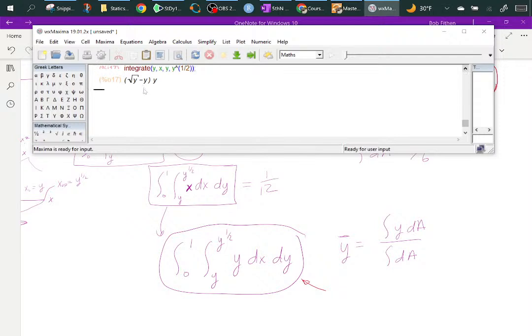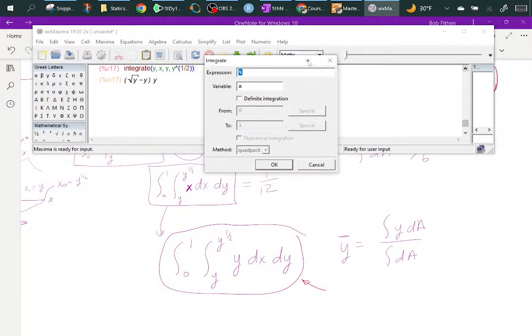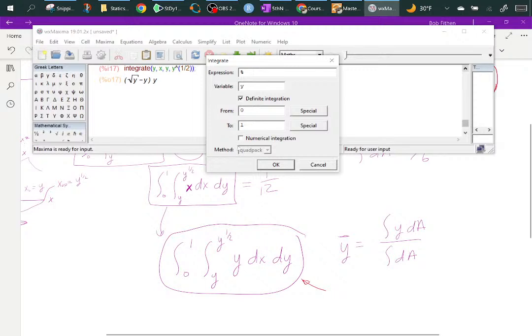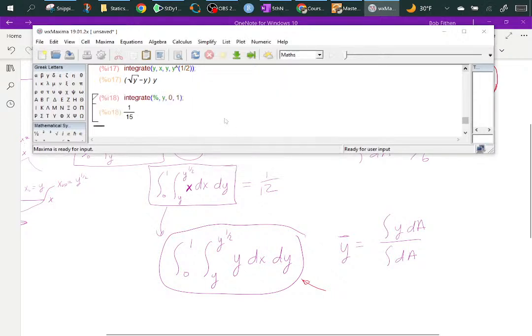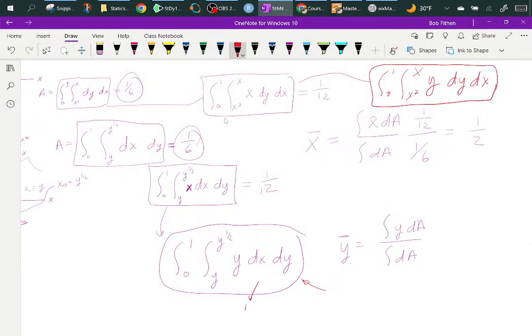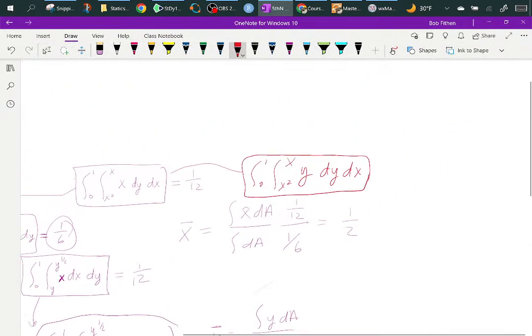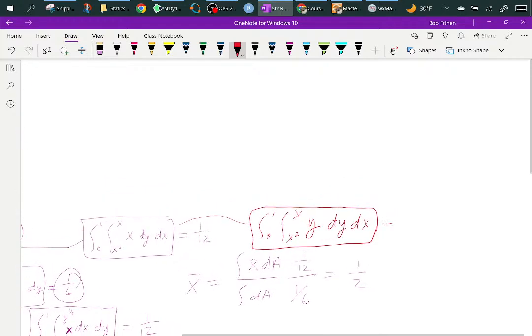So this is an integration of this term right here. Now I'm going to do my second integration. Again, now my integration variable is y. I'm integrating the percent, which is the previous expression, with respect to y, a definite integral from 0 to 1, and I get 1/15. So this will be 1/15. I have to check this to make sure that this is still 1/15.